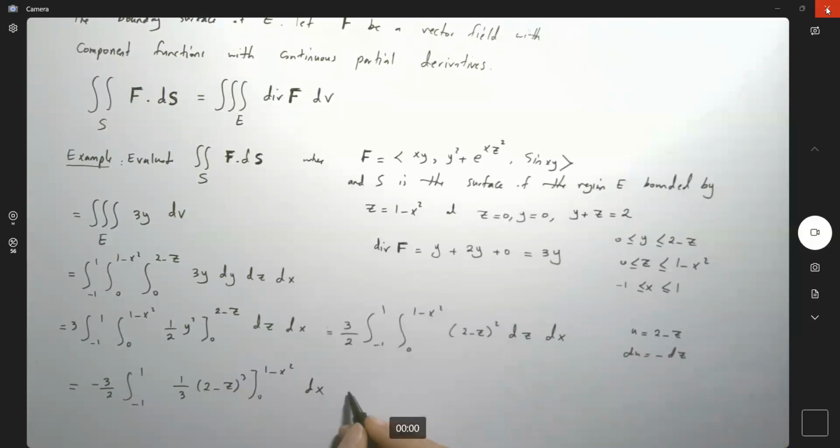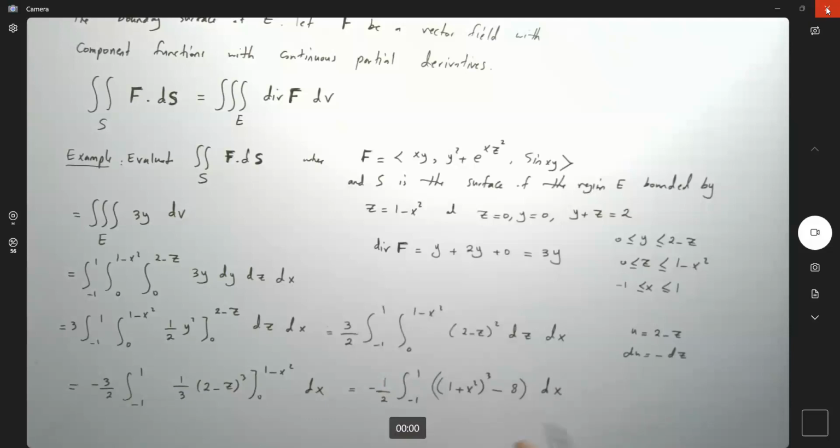Okay, perfect. So far you have negative 3 halves and the integral from negative 1 to 1. If we plug in 1 minus x squared, we can take the third out, a half and a third, they cancel out. And this becomes 2 minus 1 plus x squared, to the third, minus, if I plug in 0 here, you get 2 to the third, or 8, and you have dx.